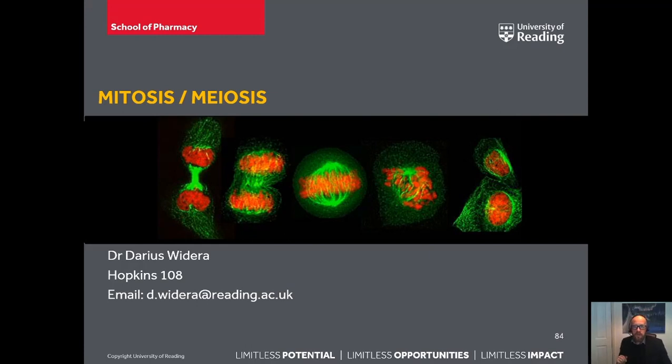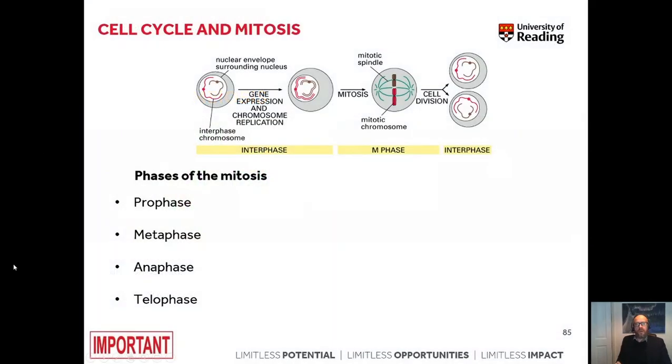In the previous session, we had a look at the cell cycle and the shortest part of the cell cycle, the mitosis. So the phases of the mitosis are the prophase, metaphase, anaphase, and telophase, and this is actually something you should remember.